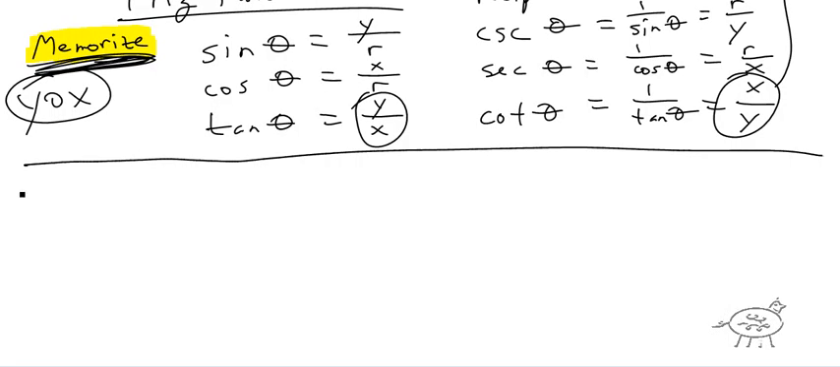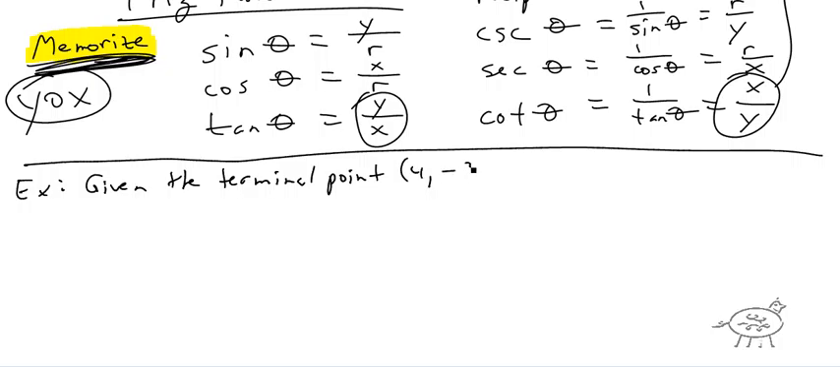All right, so here's your example. It says, given the terminal point 4, -3, find the values of all 6 trig functions.